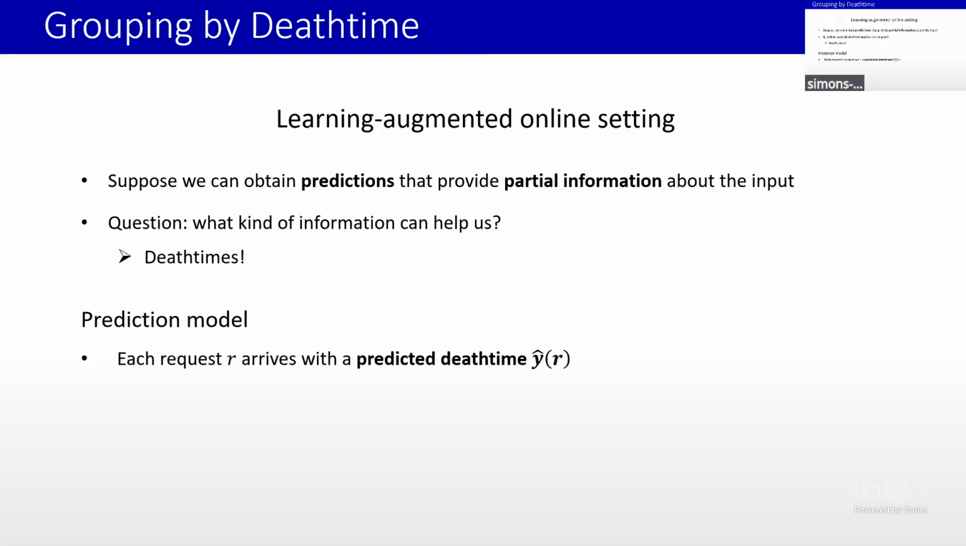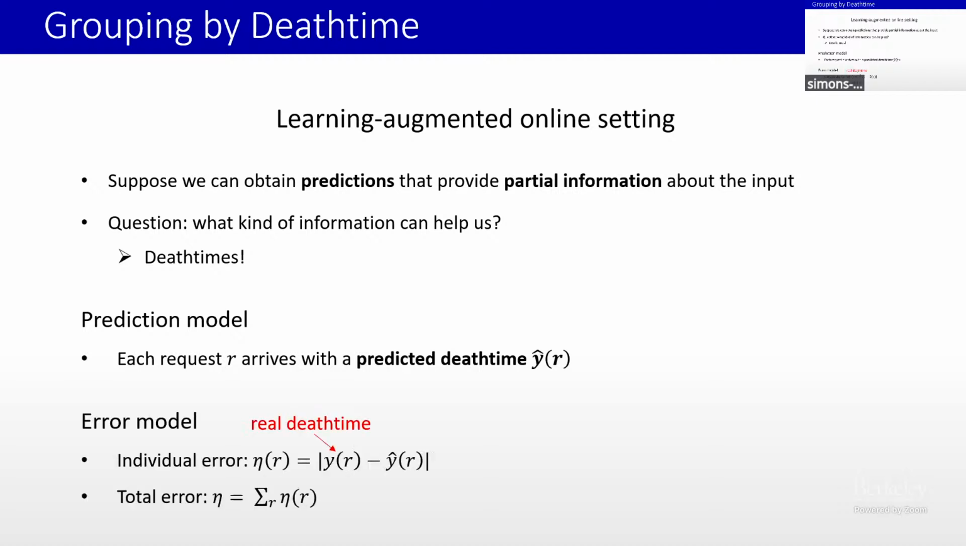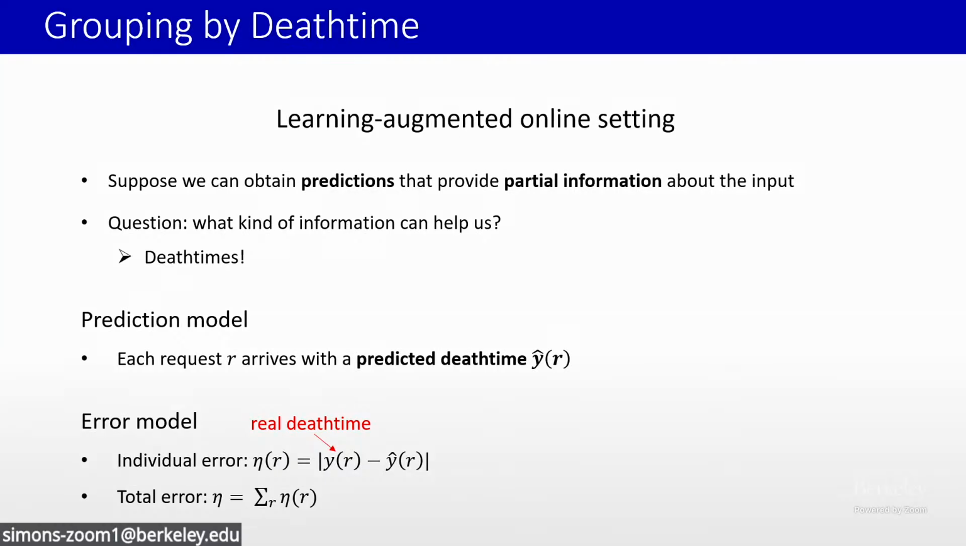So my prediction model is that each request r comes with a predicted death time, which is y hat of r, and the error for every request is just the absolute difference between the real death time and the predicted one, and the total error is just the L1 distance, which is the sum of the individual errors.